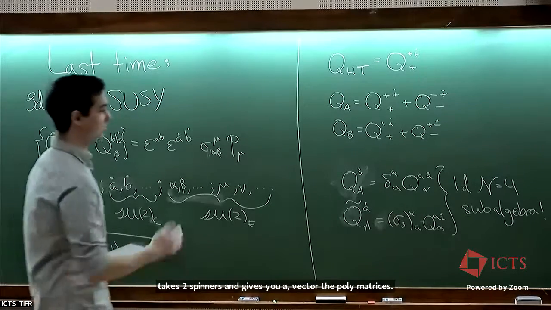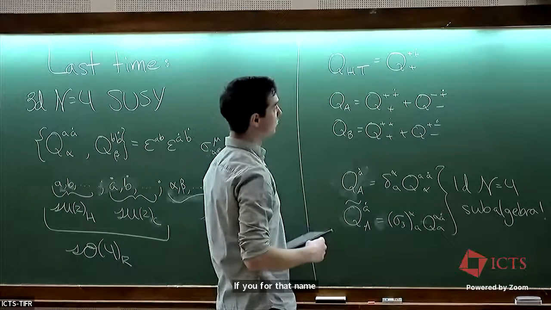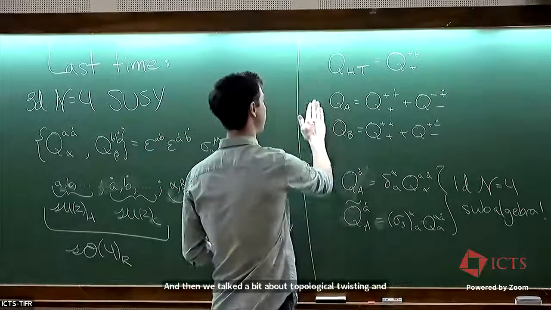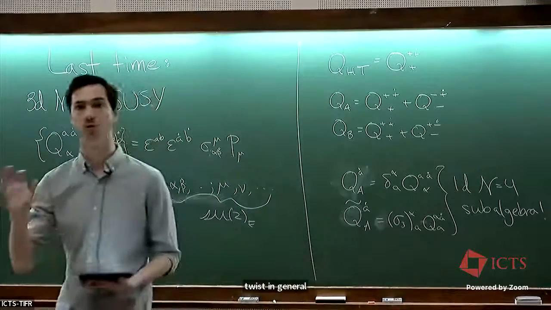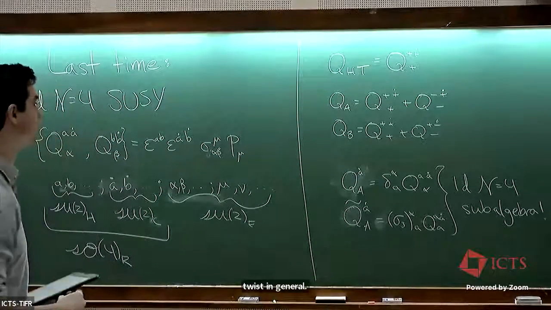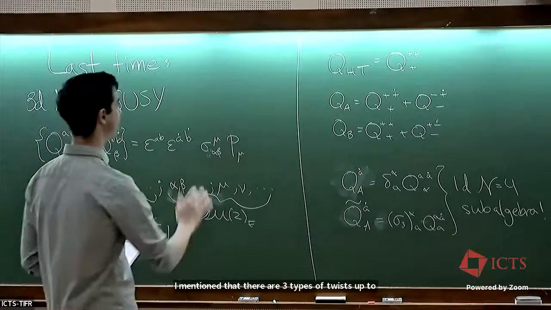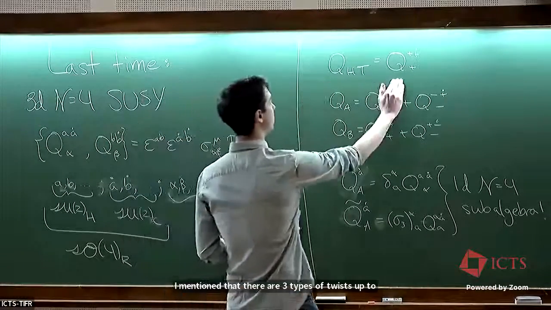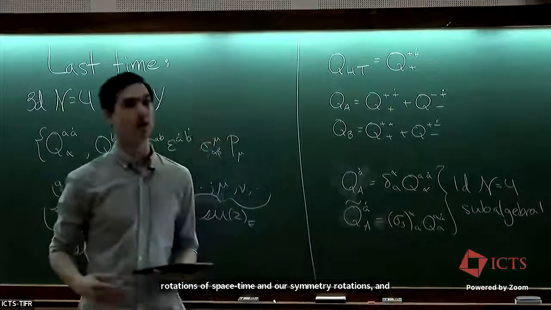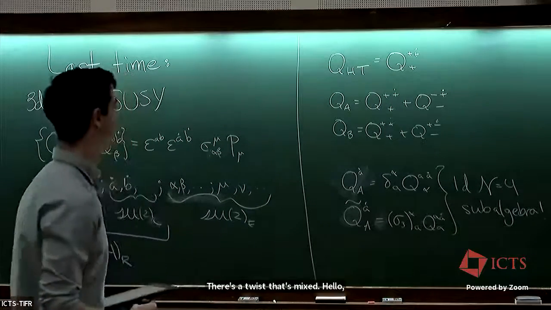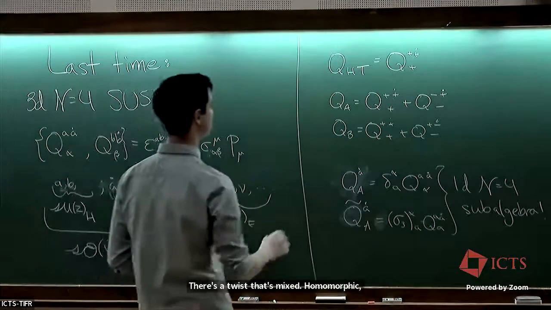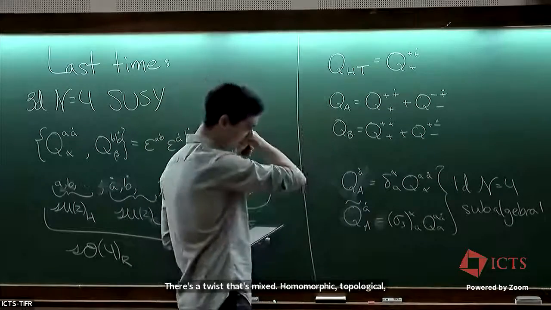And then we talked a bit about topological twisting and twists in general. I mentioned that there are 3 types of twists up to rotations of space-time and R-symmetry rotations, and they take this rough form. There's a twist that's mixed, holomorphic-topological, and there are 2 topological twists, A and B.